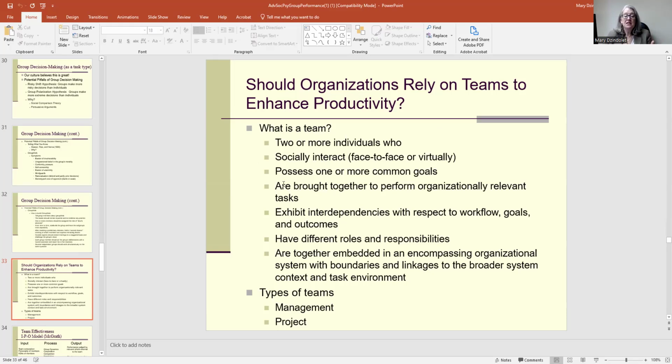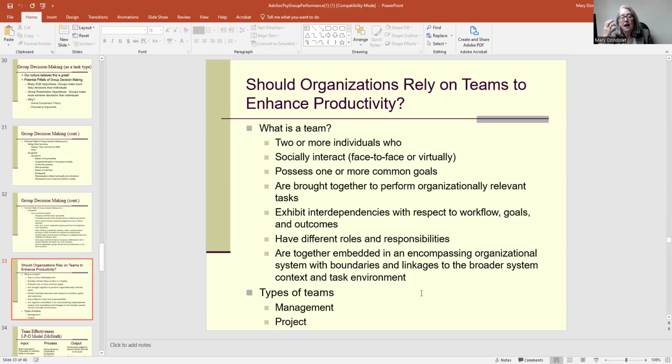Now, some of the differences are they're brought together to perform an organizationally relevant task. Another difference is they have different roles and responsibilities. Now, in a group, that may occur, but it doesn't have to. And they're together embedded in an encompassing organizational system with boundaries and linkages to the broader system, context, and task environment. And most groups are too, although it might not be to an organization, but maybe to their family or their community and so on.